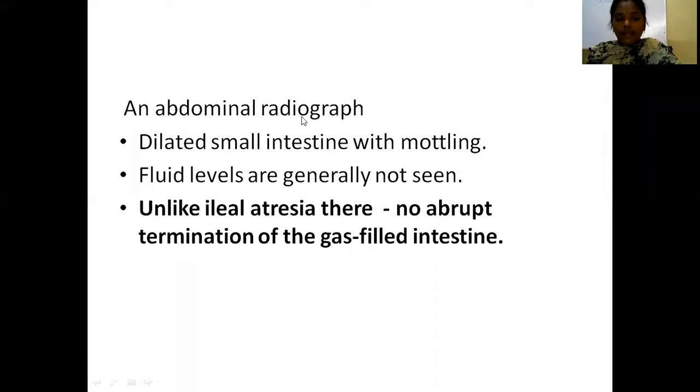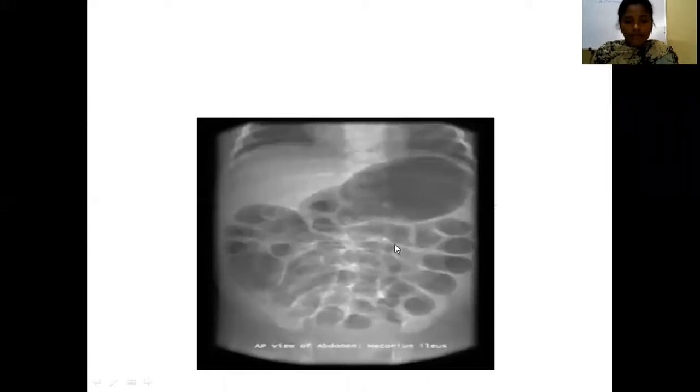So, in the plain X-ray, in case of meconium ileus, you will see dilated small intestine with mottling. Fluid levels are generally not seen, and unlike the terminal ileal atresia, there will be no abrupt termination. See, this is an X-ray. All these dilated loops are small intestine loops. All these are small intestine. We are not seeing the large intestine.